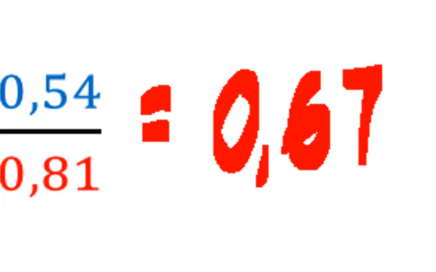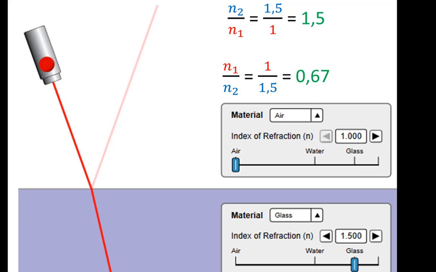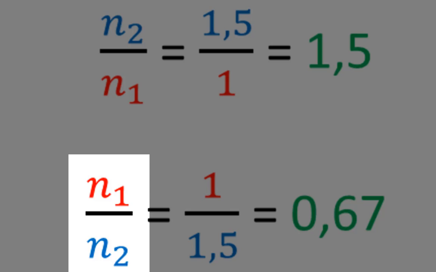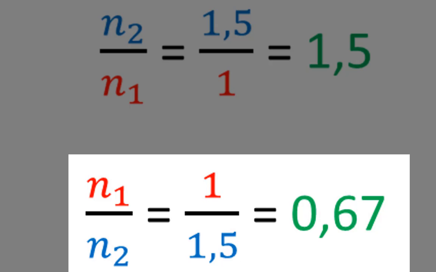Why did we calculate this? What does it help us with? Let's remember the ratio between the refractive indices of glass and air can be written either as n2 over n1 or as n1 over n2. If we write it as n2 over n1, the answer is 1,5. If we write it as n1 over n2, it's the inverse of 1,5, which is 0,6 recurring. We can write it as 0,67.